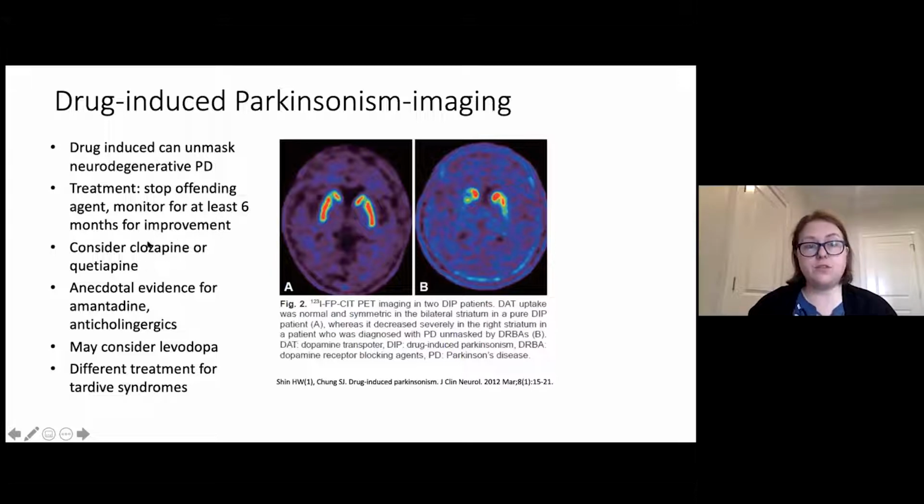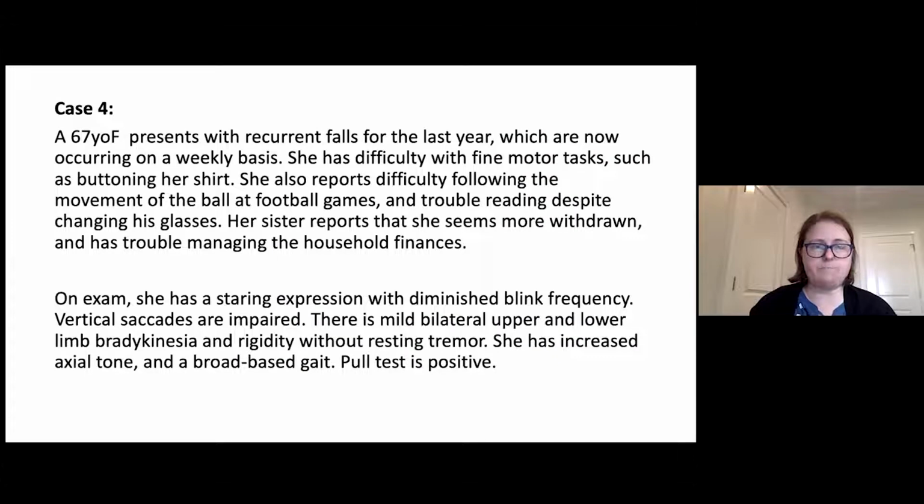If somebody truly needs to be on an antipsychotic for psychiatric reasons, then we recommend clozapine or quetiapine. Those are the antipsychotics that have the least amount of movement disorders associated with them. There can be some anecdotal evidence for amantadine or anticholinergics in treating these. You can even consider giving them levodopa as if they had Parkinson's disease. It is sometimes helpful. And then just to mention again, the treatment for tardive syndromes is different and more complex, so I'm not going to go into that here.